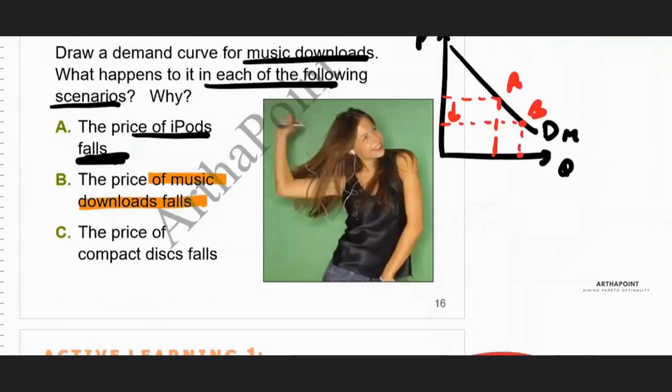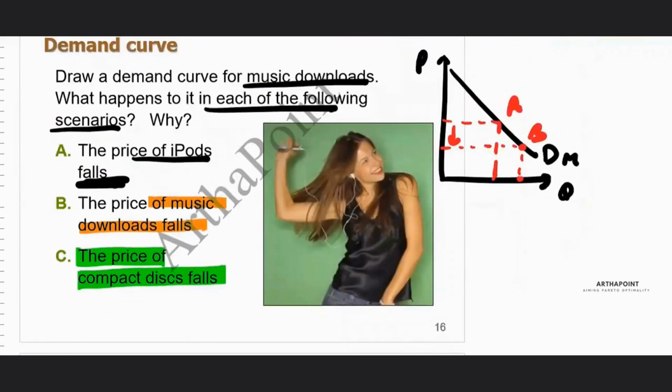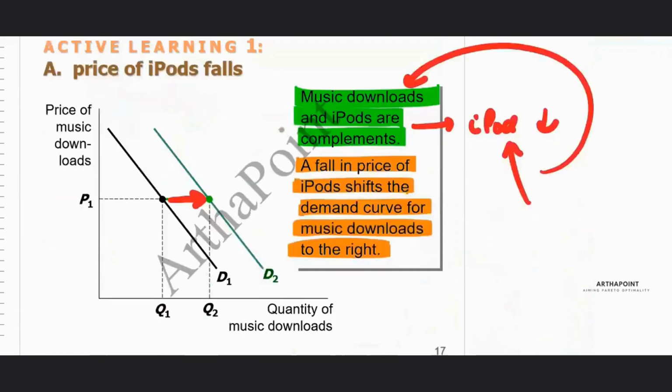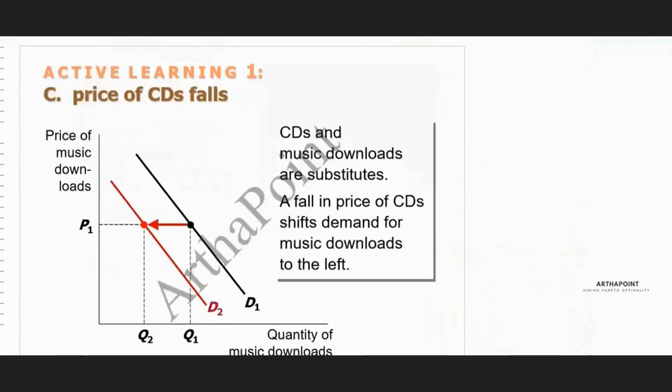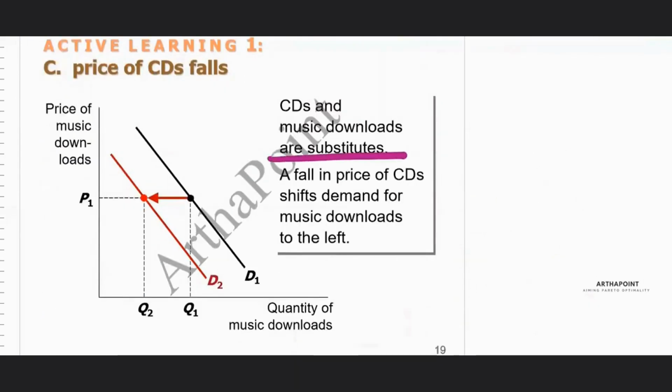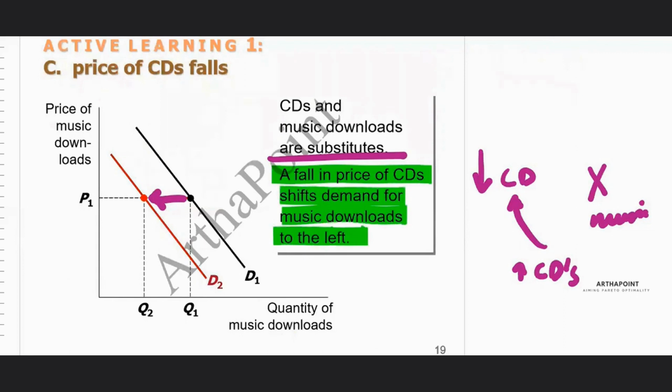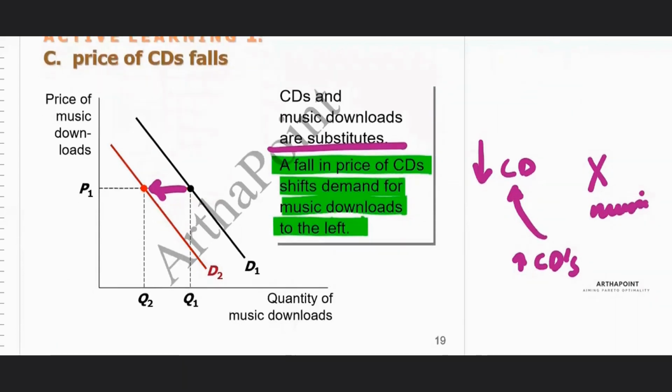Let's take the next example. The price of compact disc falls. Now, compact disc can be used to listen to music. So because compact discs and music downloads are substitutes, when the price of CDs falls, people will demand more CDs. They will not do music downloads. So the demand of music downloads will decrease. So a fall in price of CDs will shift the demand for music downloads to the left. It will reduce the demand of music downloads.